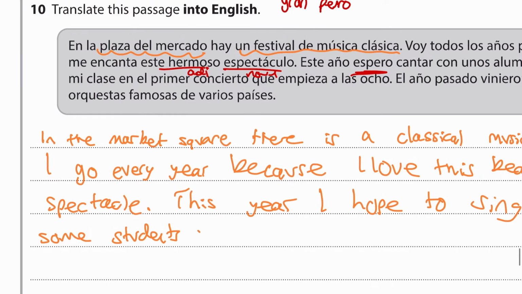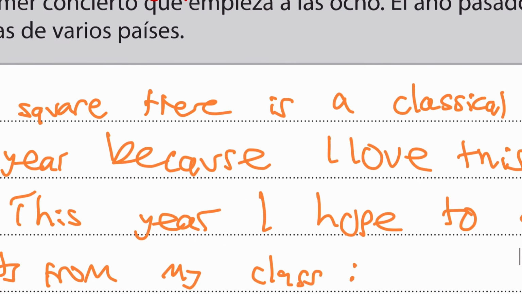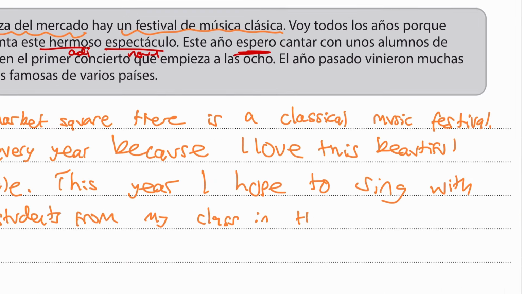There is just from my class in the first primer concierto, first concert. So most times you can translate word for word, but sometimes you have to rearrange the sentence a little bit. So always go in your head a few words ahead before you're writing it.